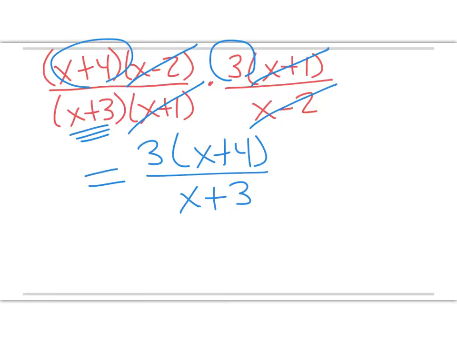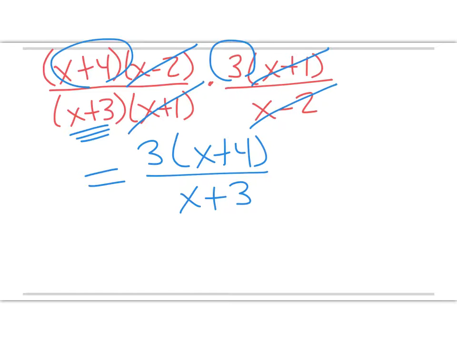I may or may not have mentioned this before. It is not necessary for you to multiply back out the numerator or the denominator. In fact, it might be useful for you for future work to keep them the way that they are. So we'll just leave it here and say that the answer is 3 times the quantity x plus 4 over x plus 3.